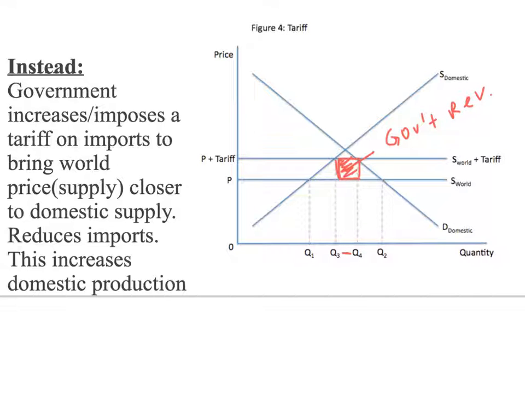The other part to consider with this is the fact that because we're moving away from free trade, and we said free trade is efficient, we're becoming less efficient, meaning we create deadweight loss, which are these two triangles here.